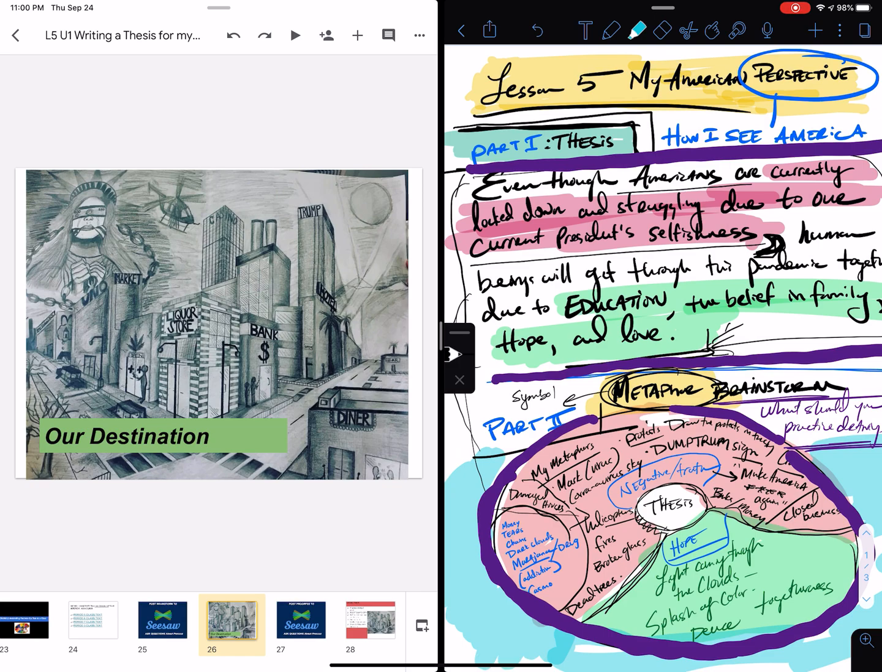Please post this page that I just did, this example page on the right, to Seesaw ASAP, so we know that everyone's going in the right direction.